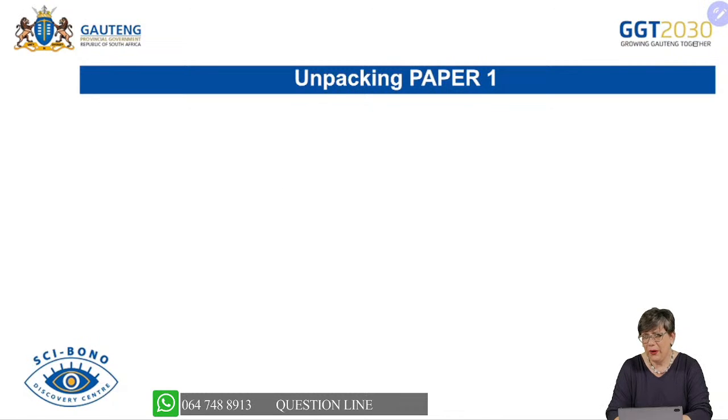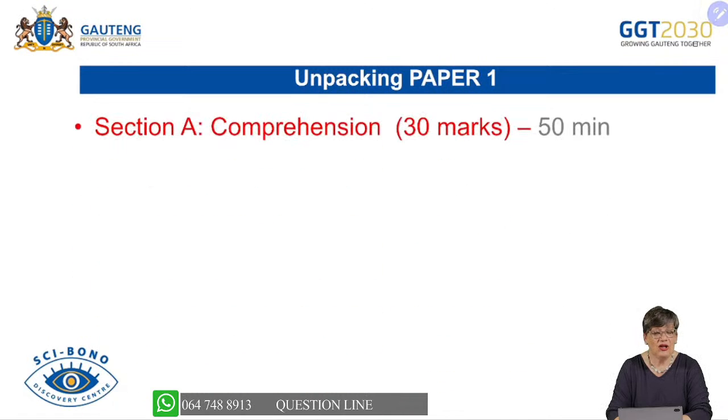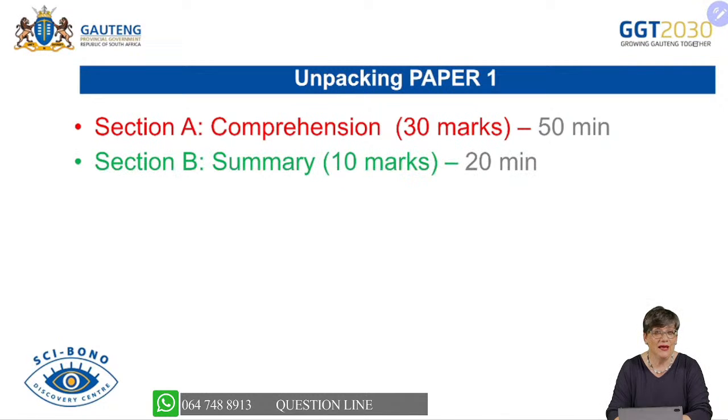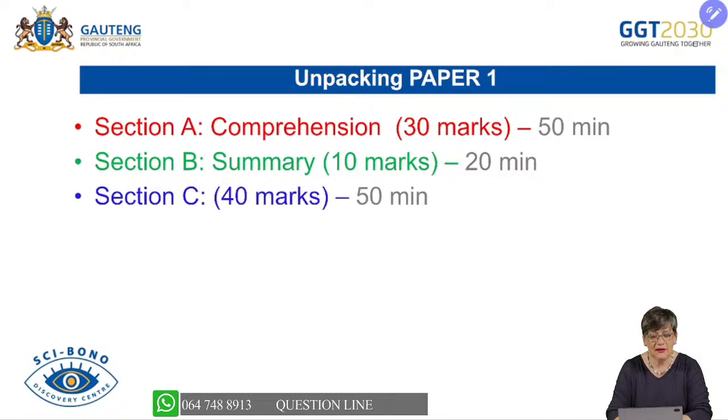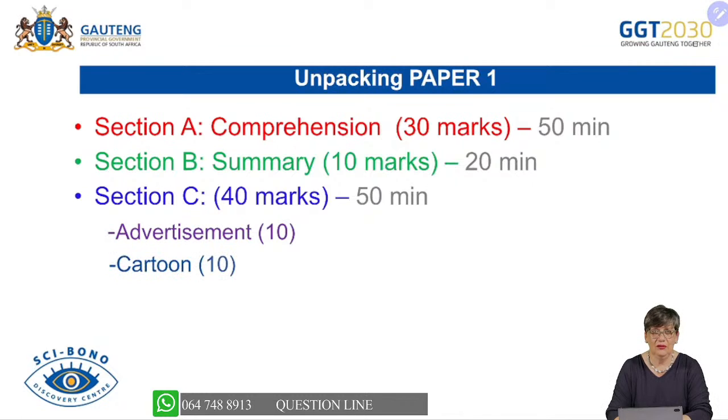Now, what does your paper look like? There's going to be a section A, comprehension, for 30 marks, a section B, summary, of 10 marks, and then you have section C for 40 marks. Now, section C is divided into 3 parts. We have an advertisement, 10 marks. You have a cartoon for 10 marks. And you've got some language editing for 20 marks. Now, as you can see, I've included the time allocated for you to answer these questions.